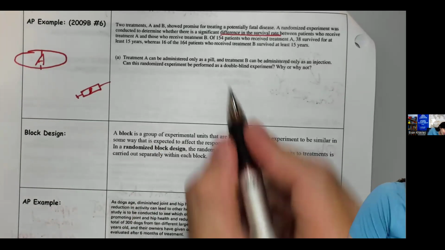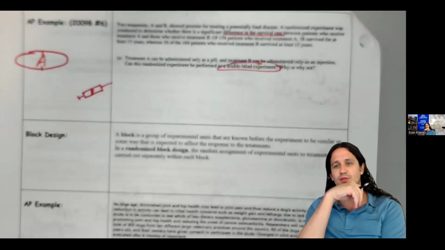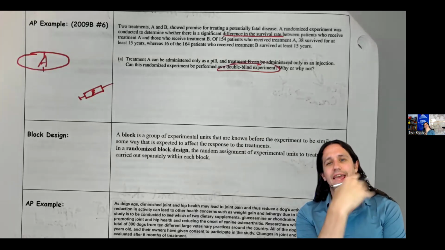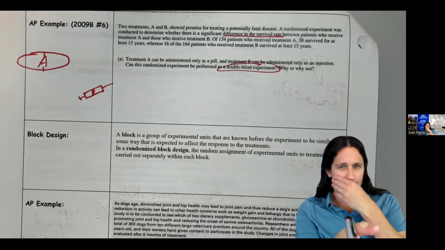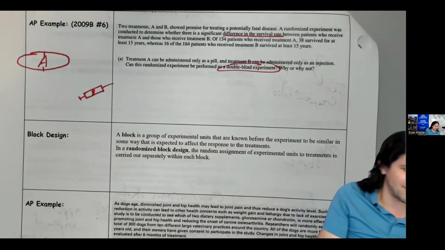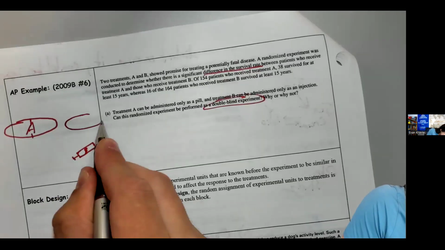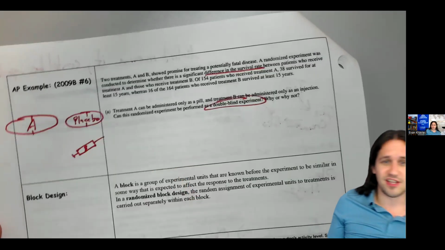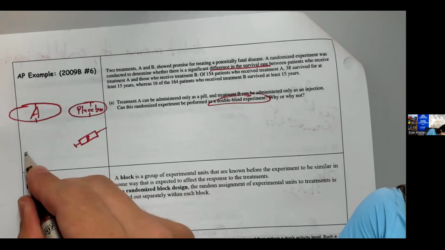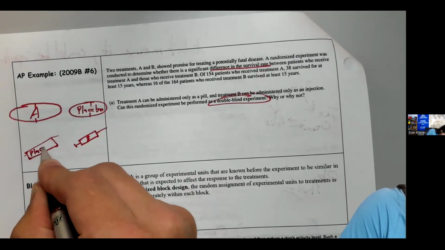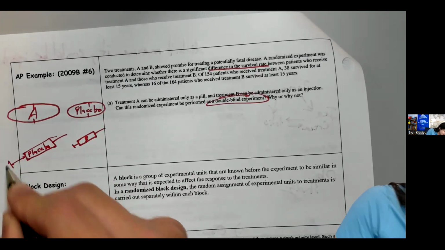How can we make this double blind? Can we do a double blind experiment? Why or why not? They can't know which one they're getting. How could we trick people into not knowing which one they're getting if one comes as a pill and one comes as an injection? What could you do? You could make a placebo pill. What else could you do? Got to make a bigger one here. You could make a placebo injection.